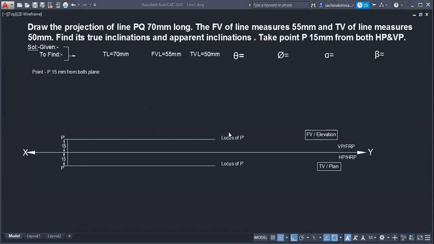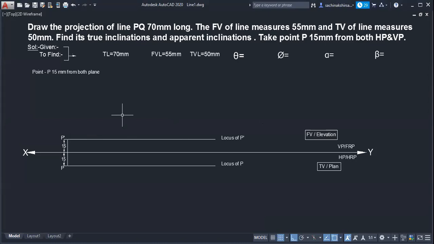Very good. So here there is no question of angle. आता आपल्याकडे कुठलाही अँगल नाही, neither true angle, neither apparent angle. So directly on this line only we can draw apparent length, FVL and TVL. So in front view, I will mark a length equal to 55.